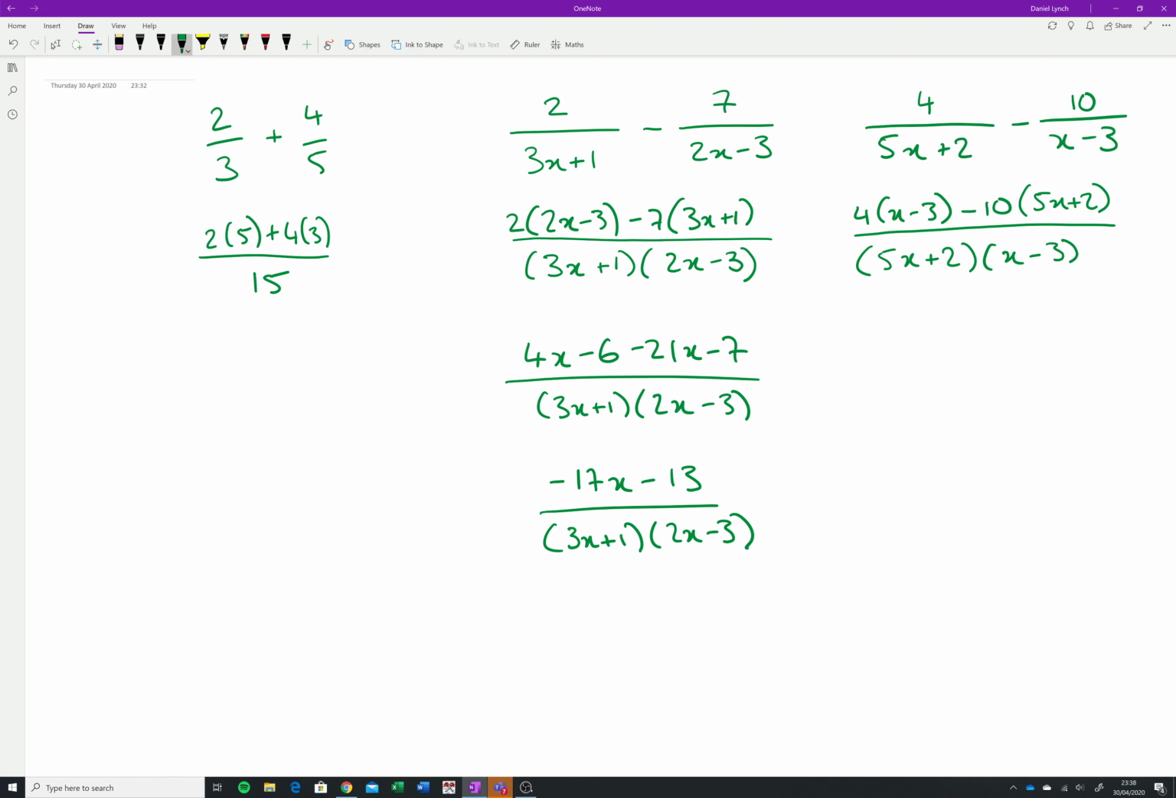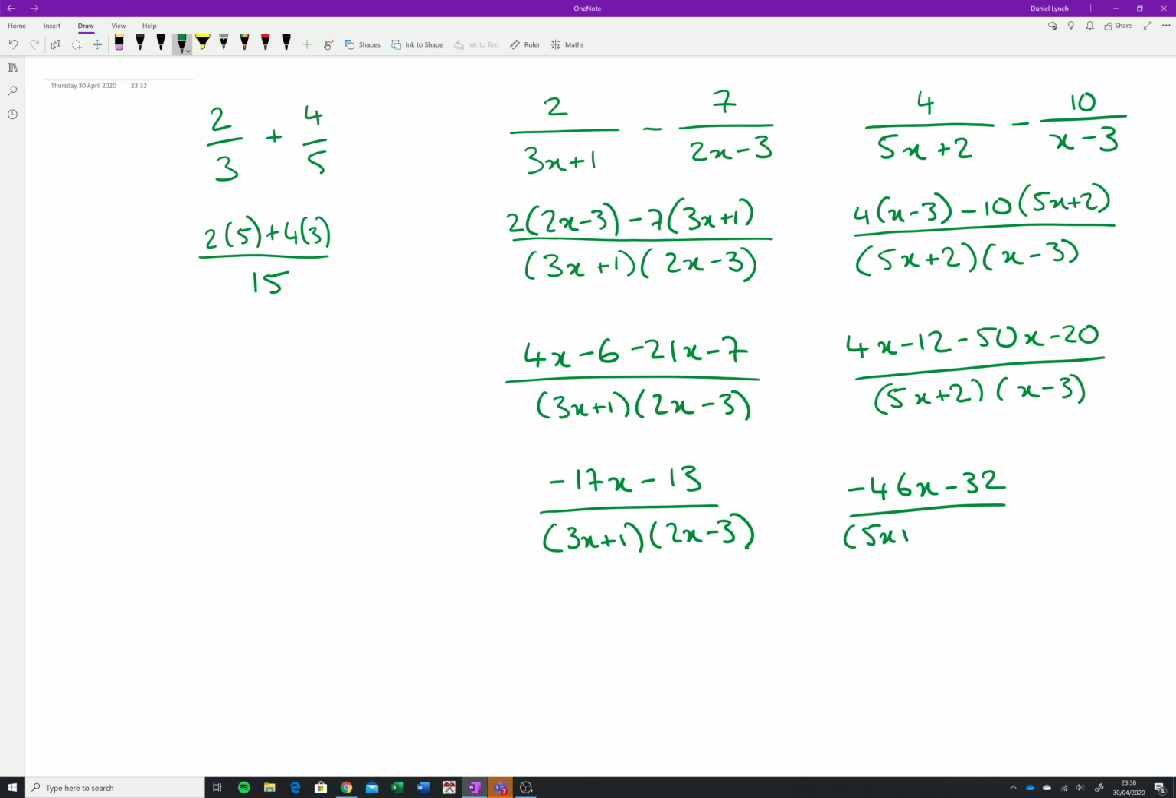Hopefully you got that. So multiplying it out, 4x minus 12 minus 50x minus 20 all over, and no need, although you can multiply that one out. So what does that leave us with? That leaves us with minus 46x minus 32 all over 5x plus 2 times x minus 3. Okay, so that's how you would go about doing that.